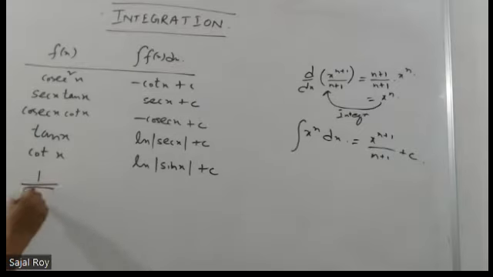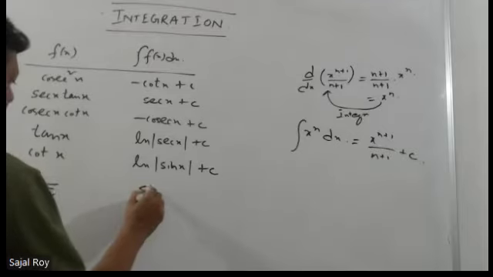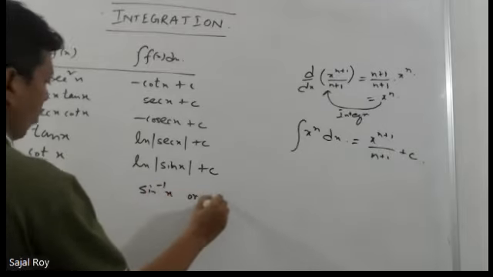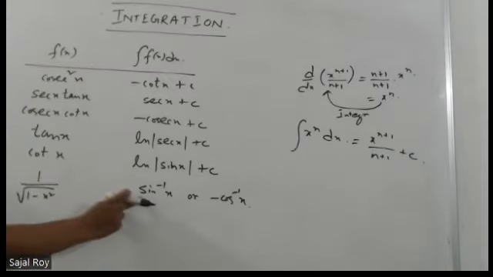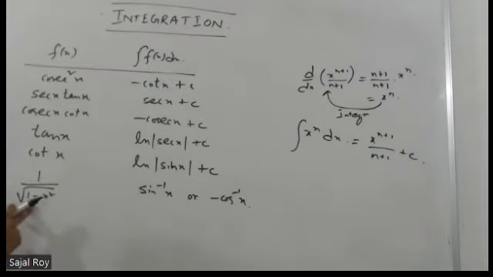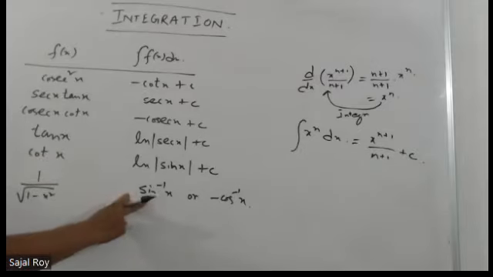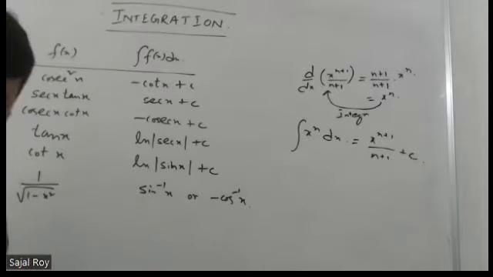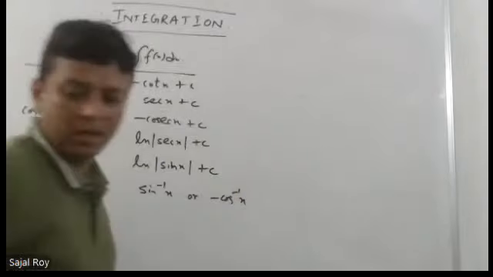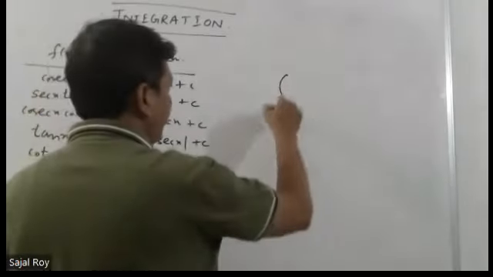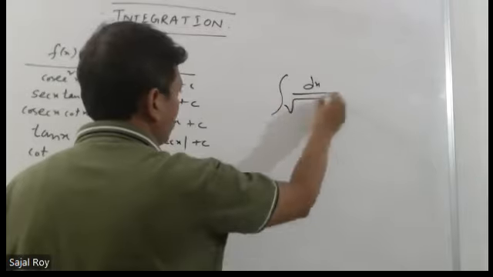One by root over 1 minus x square, that you can write sin inverse x or minus cos inverse x, because the derivative of sin inverse x is 1 by root over 1 minus x square. So if you have this type of integration, directly you can write sin inverse x. Or you can do it like this, if you don't know the formula. You can do it in a separate way. Suppose you have an integration, I will show you some integration also.